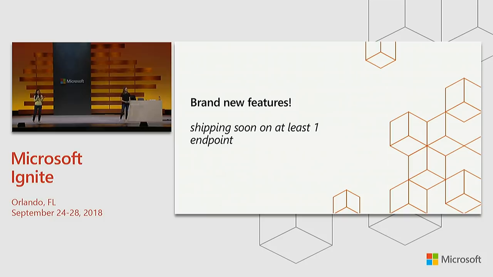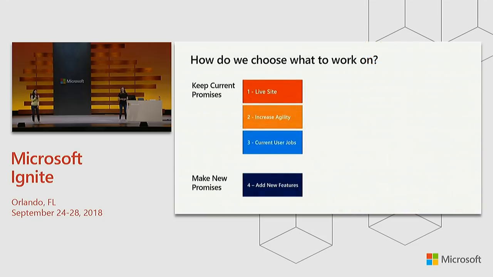All of the things that we'll be showing today are going to be shipping soon on at least one endpoint. There's many more things we're working on, but since they don't have any targeted release dates, we're not going to be showing those in this section. So some of you might ask, why do we just ship new features on one endpoint to start?